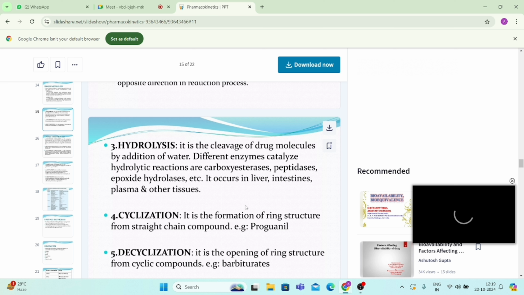What enzyme is involved in the case of oxidation and reduction? What enzyme is involved in oxidation and reduction?